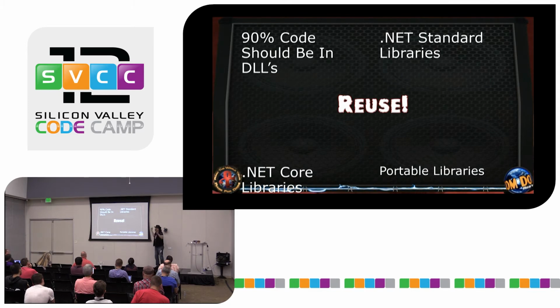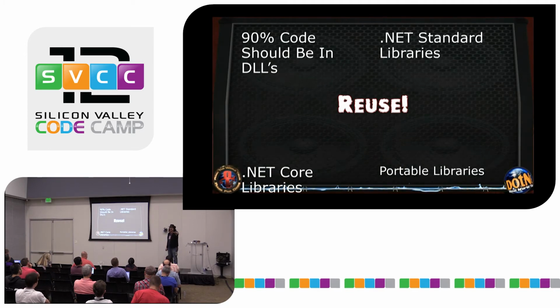So reuse. Always code as if whatever you're writing is going to be reused, okay? The only thing in the UI, user experience layer, should be just enough to deal with those freaking user clicks, okay? That's it. Everything else should be in DLLs, okay?